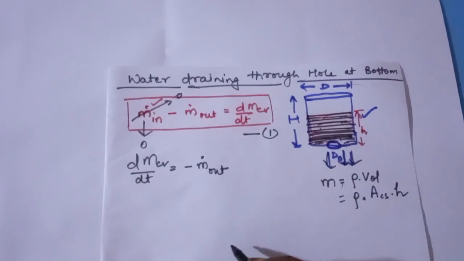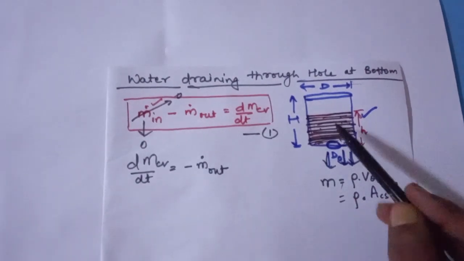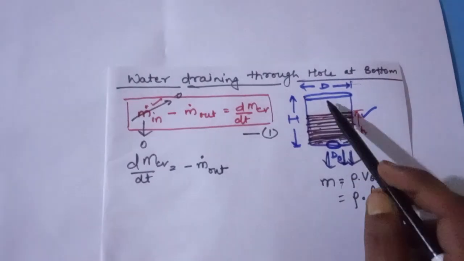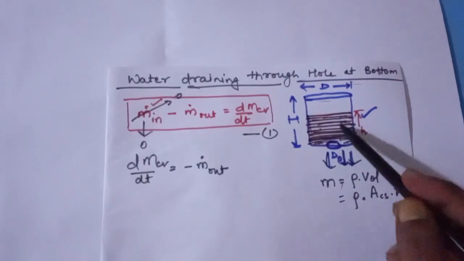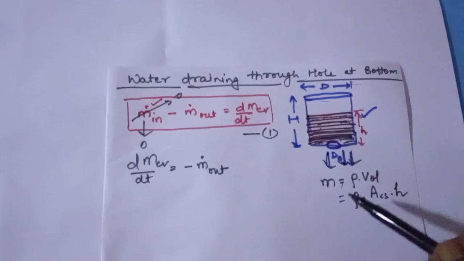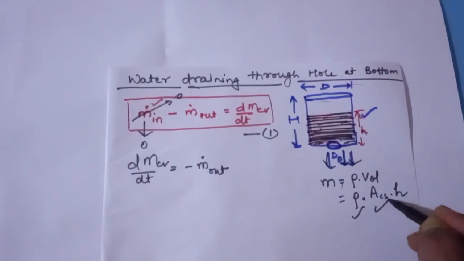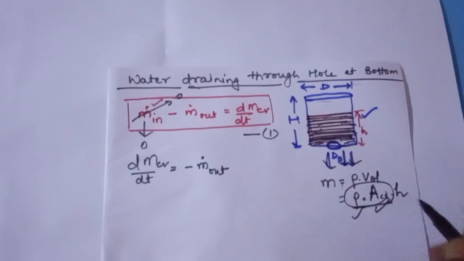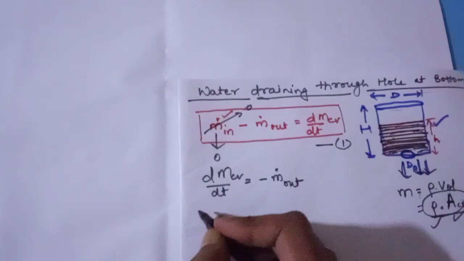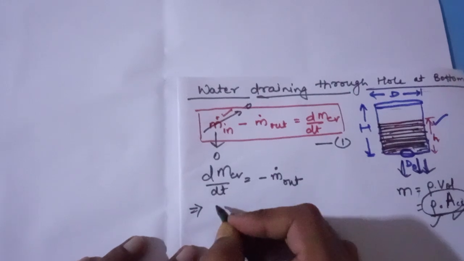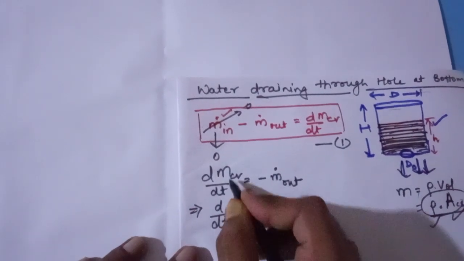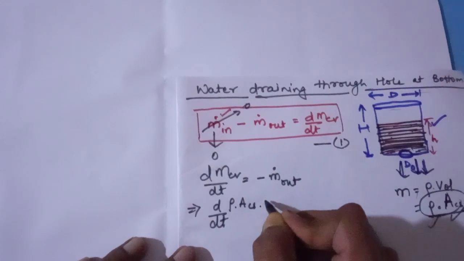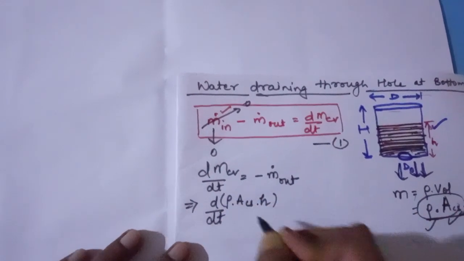Now see, the area of the tank is constant, and the density of this liquid is also constant. So rho and A_C, the area of cross section, these two terms are constant. Now if we write the rate of change of mass, we write density into area of cross section of the main tank into height. This is for mass.